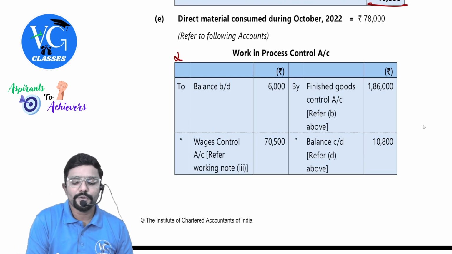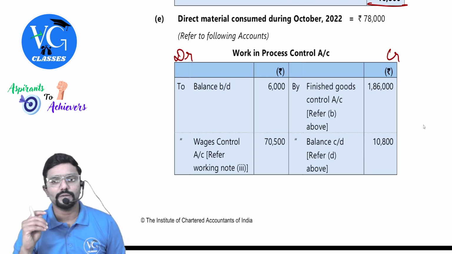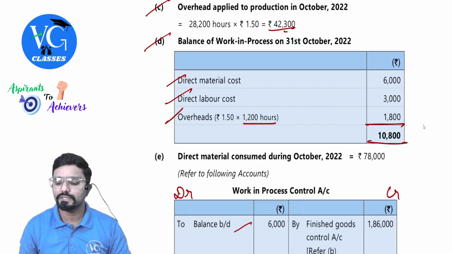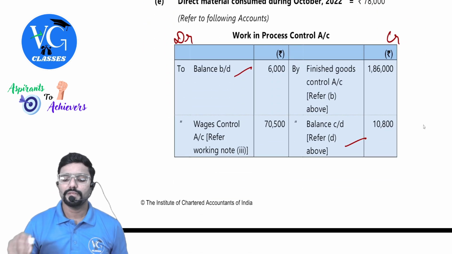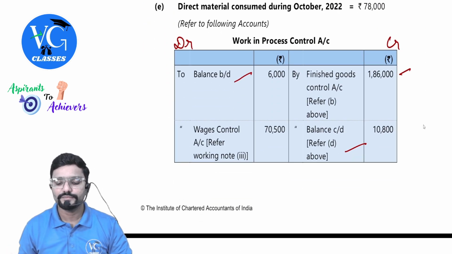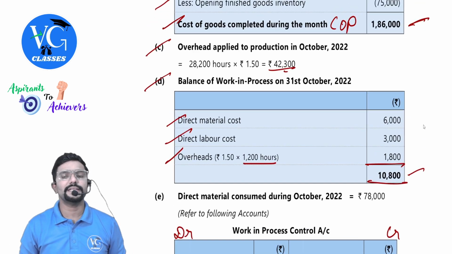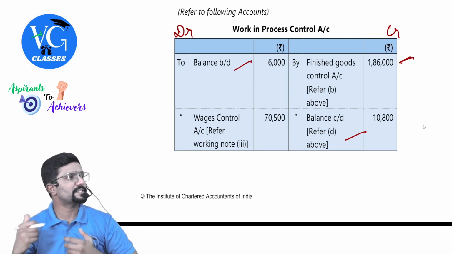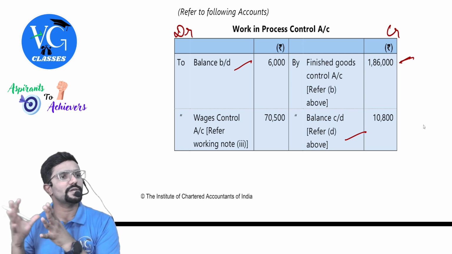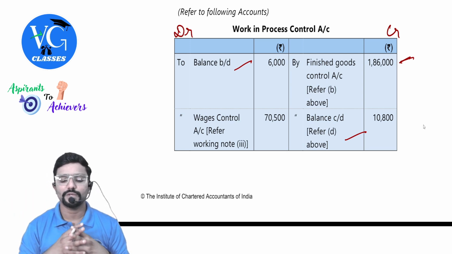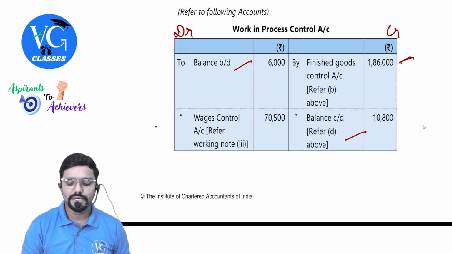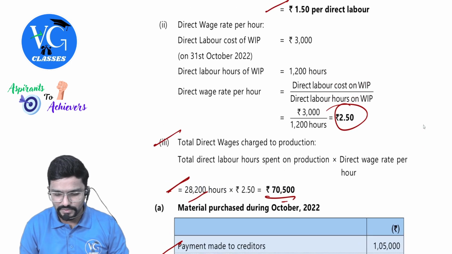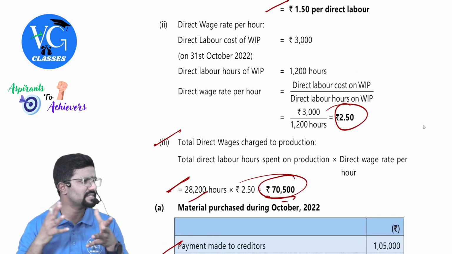Okay. First, work in progress account. You can see opening balance is given, closing balance we found out just now, 10,800. Write it. Then COP also we have found out against cost of production, 1,86,000. Write it. We know now we will send it from WIP account to finished goods control account. What is the entry? Finished goods control to WIP control account. Yes, sir. Now, wages control account. Refer to working note. Sir, 70,500. What we have observed? 70,500. Then it goes to the production.